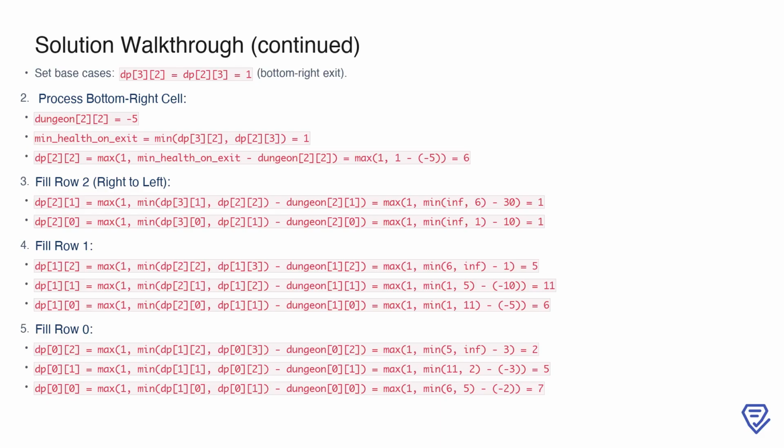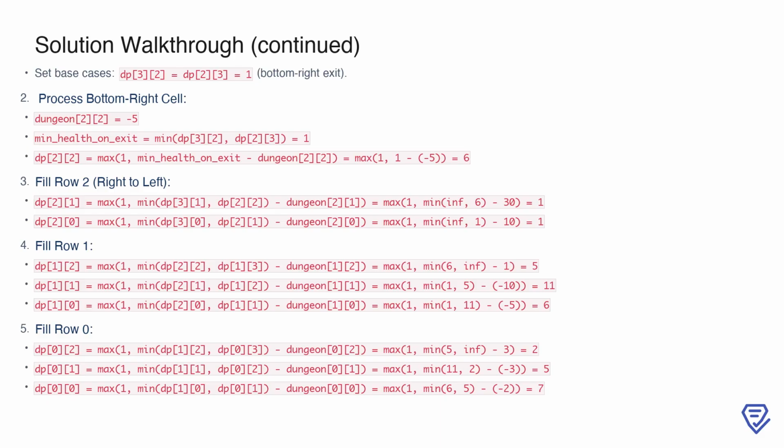Moving left through row 2, we calculate the health needed for each cell. For example, the cell with a value of 30 requires only 1 health, as any requirement beyond that is reduced to the minimum of 1. Similarly, the cell with a value of 10 also requires just 1 health.